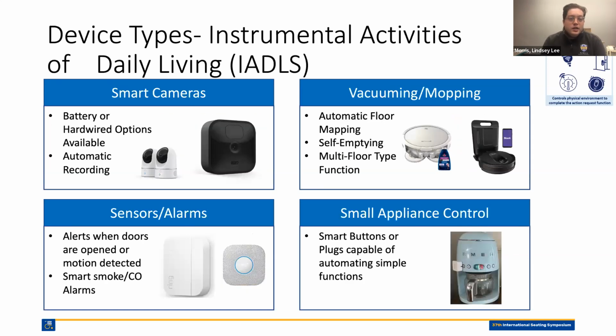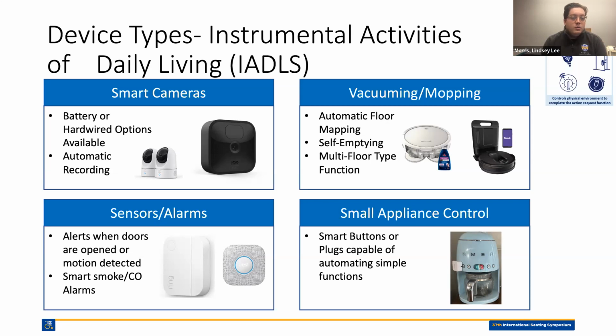Now for some IADLs that can be accomplished with smart home technology. First, smart cameras, able to easily monitor a home for a low cost. These are most commonly hardwired because they use Wi-Fi for signal, but some battery cameras do exist. They can even be set up to automatically record what's going on in case they sense motion. Smart sensors and alarms are also becoming very common.